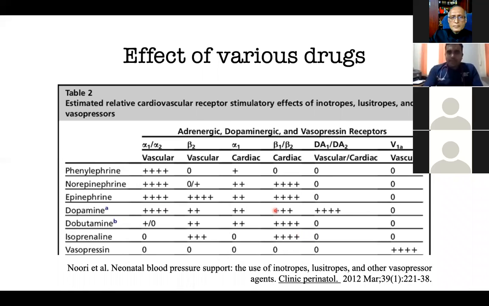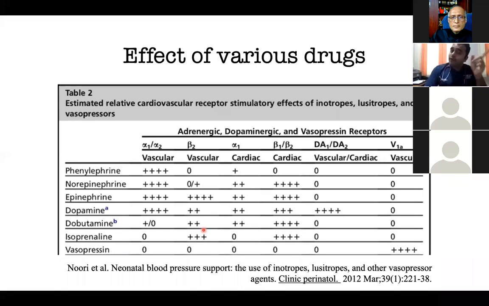So, summarizing: phenylephrine is a vasoconstrictor acting on the alpha, so basically it increases the blood pressure, with no action on the heart. Norepinephrine, again, is a predominant constrictor with minimal action on the heart. Epinephrine has action on both the heart and the periphery. On the heart, it increases inotropy and chronotropy, and in the periphery it increases vascular resistance. Dopamine: mainly dopaminergic mediated vasodilatation, and alpha, with some beta action also.